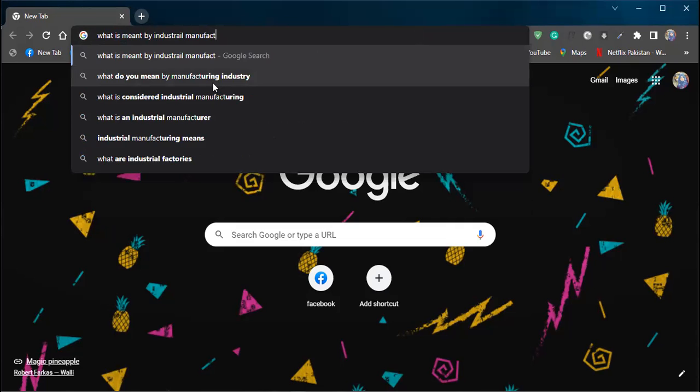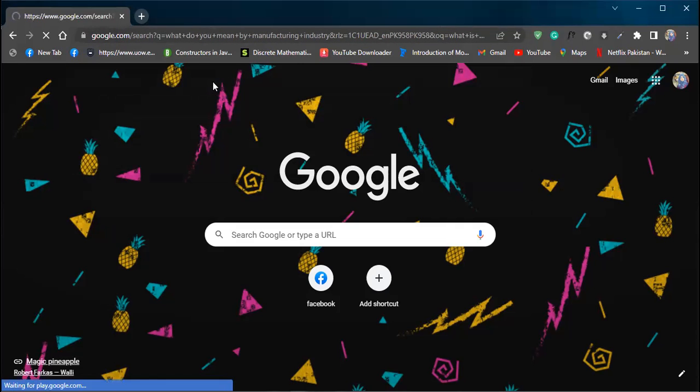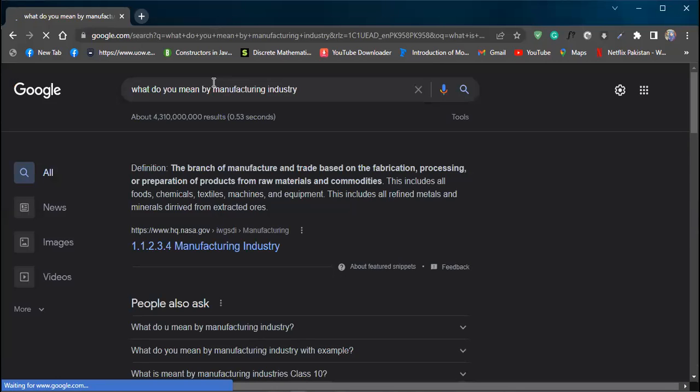What do you mean by manufacturing industry? Here the definition comes: a branch of manufacture and trade based on the fabrication, processing, or preparation of products from raw materials and commodities. This includes all foods, chemicals, textiles, machines, and equipment. This includes all refined metals and minerals derived from extracted ores.